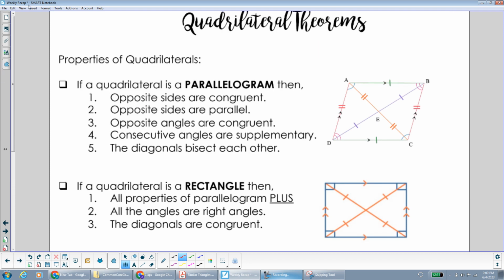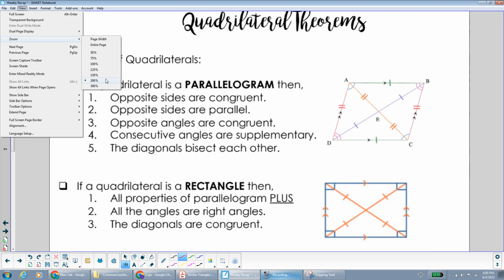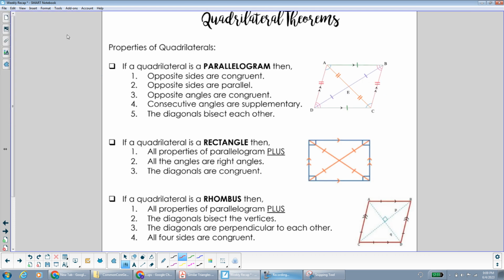Here, I have a list of the quadrilateral properties, and that is something that you definitely need to know for the Regents exam. So if you do not have them memorized, you need to know them, and that is something that you definitely need to study. Remember, there are 5 properties of parallelograms, and you can read them here. And there's also 5 ways to prove that you have a parallelogram.